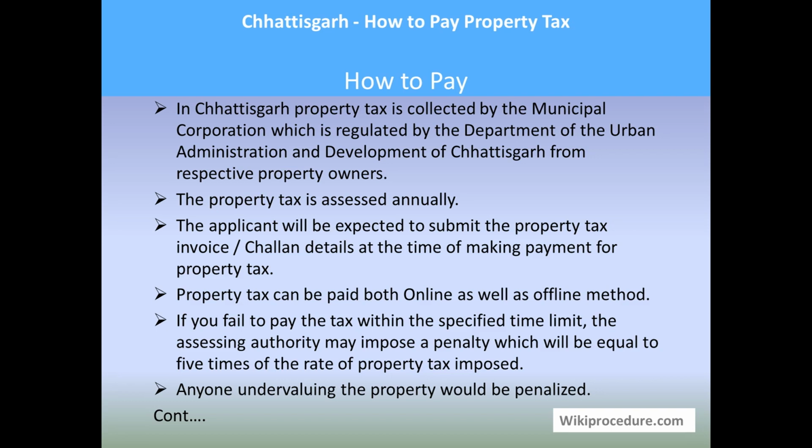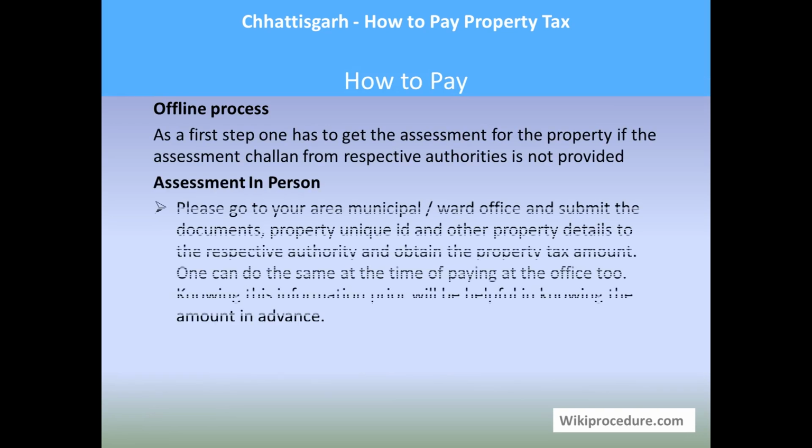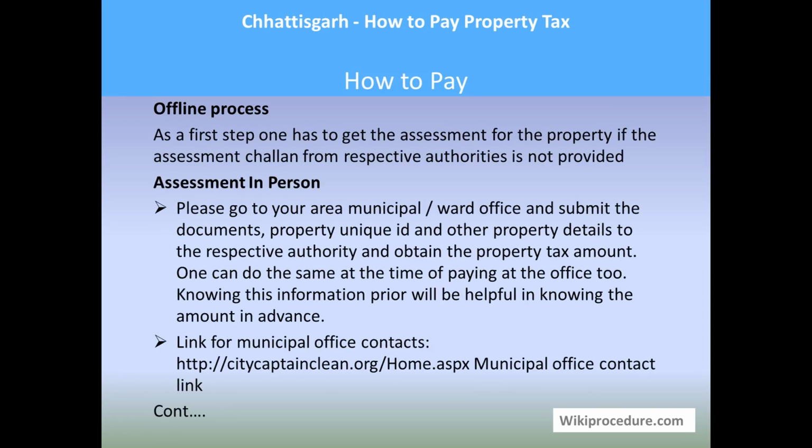Let us see how to pay through the in-person offline process. As a first step, one has to get the assessment for the property, if the assessment challan is not delivered or provided to the citizen by the respective authorities. Assessment in person means getting the value. Please go to your nearest municipal or ward office and submit documents like the old challan or other details of the property, the property unique ID, the address, the owner's name and everything, to the respective authority who can get the assessment.